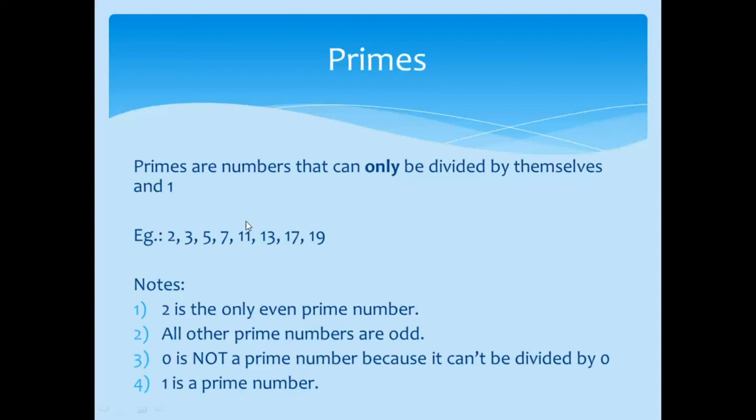In addition, 0 is not a prime number because, as I said in my first video, in lesson 1, you cannot divide something by 0. So you can't divide 0 by itself, which means 0 is not a prime number because 0 divided by 0 is not a legitimate calculation. Lastly, 1 is a prime number because you can divide it by 1, and I'll give you 1. And since it can be divided by 1, it's a prime number.